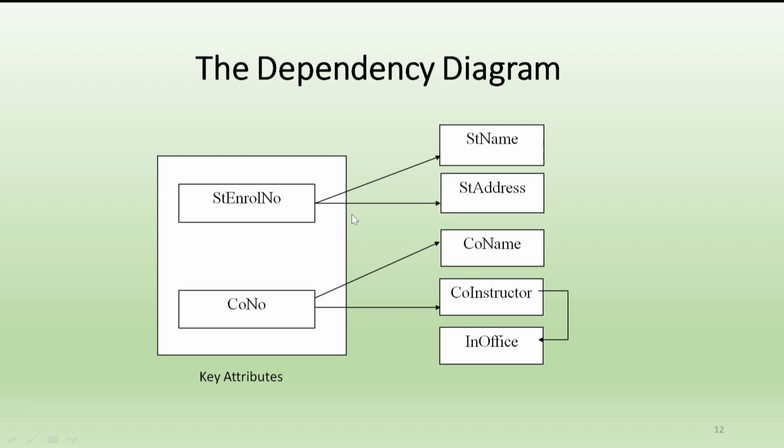So what should we do? As far as this dependency is concerned, it is course number to course instructor and course instructor to course in office. So obviously there is a dependency which is called transitive dependency from course number to in office. So that way we get the dependencies in this diagram.